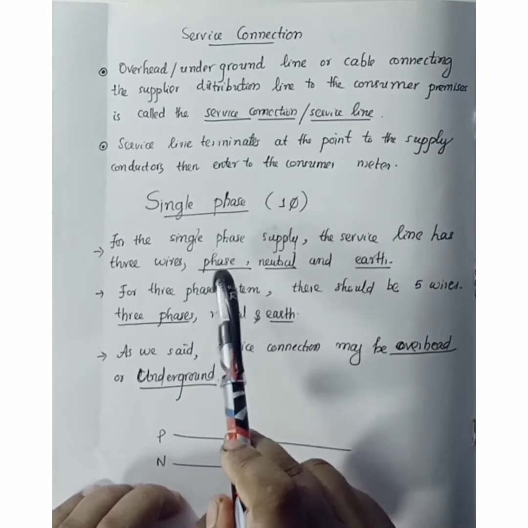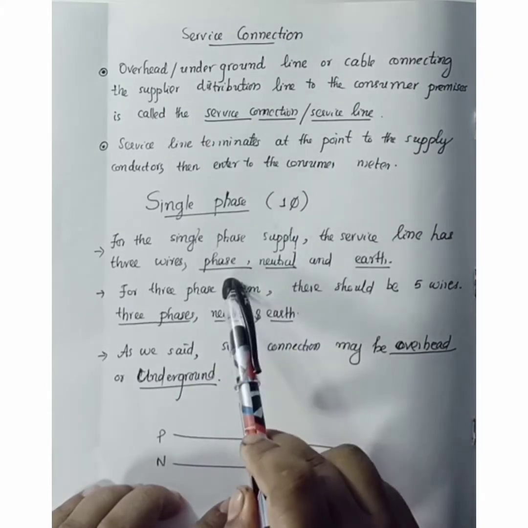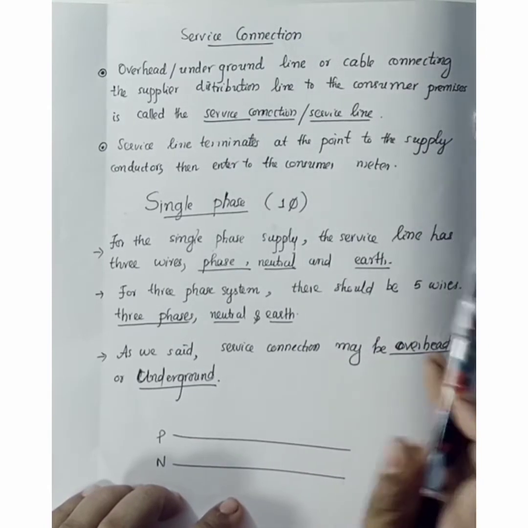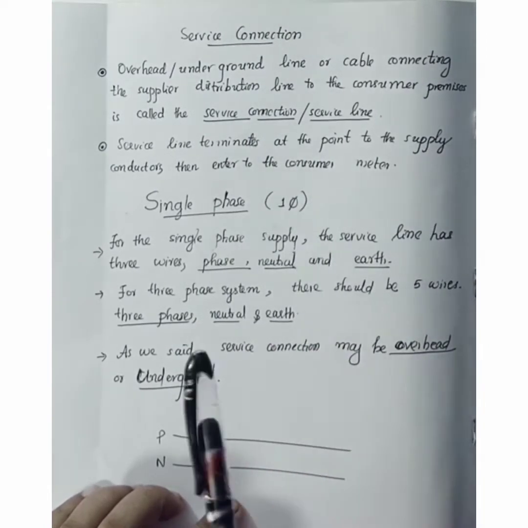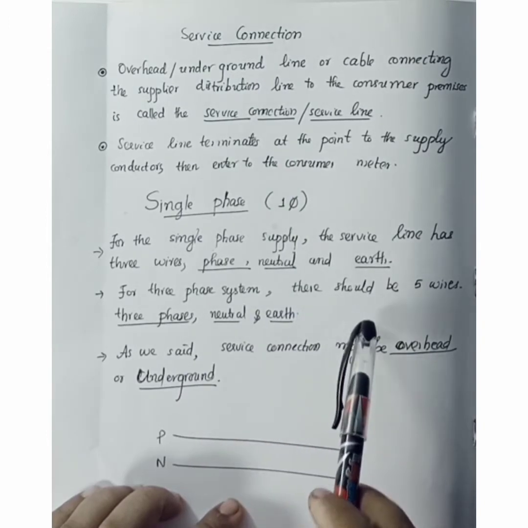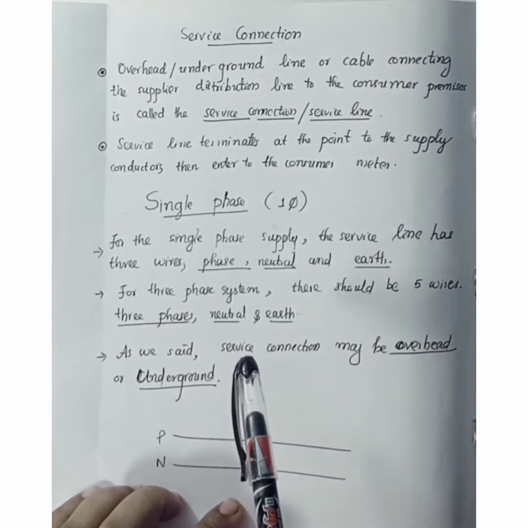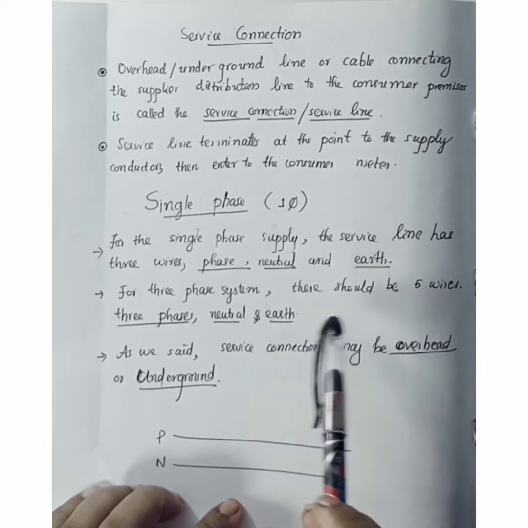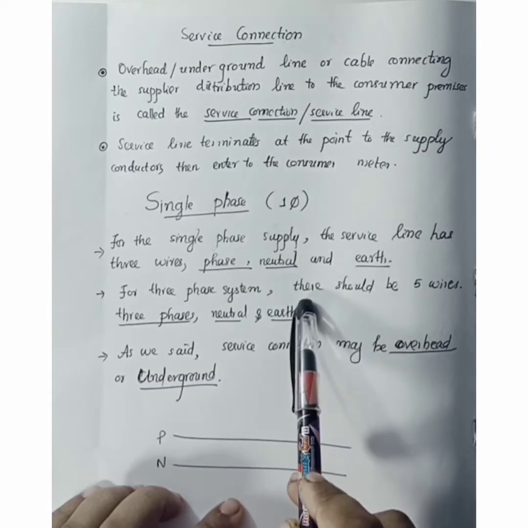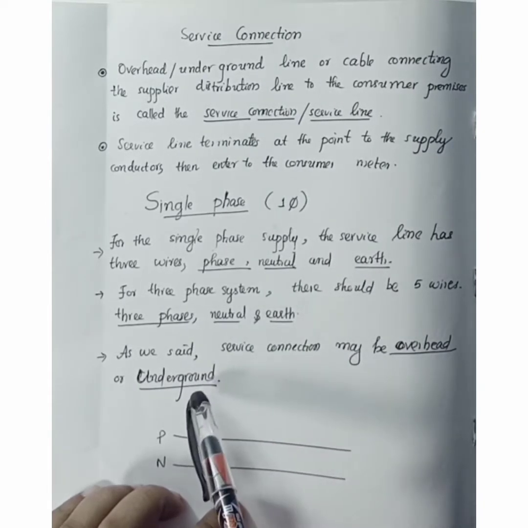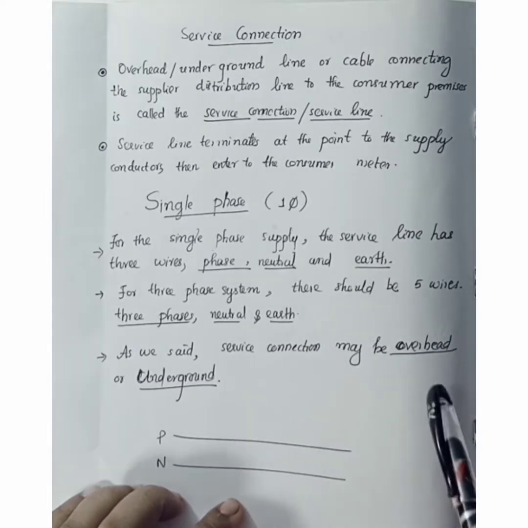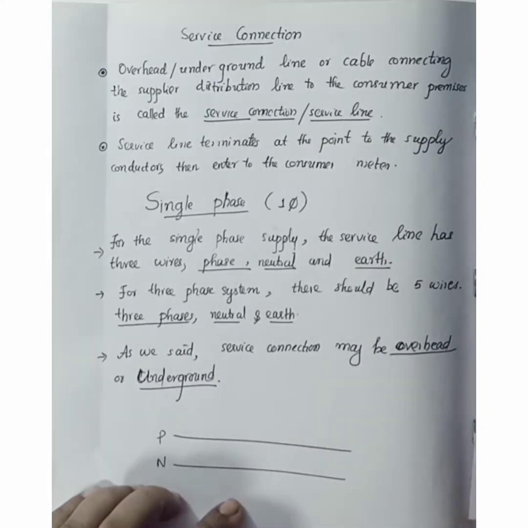So we know that a phase and neutral wire is there, that is P and N, along with the earth wire. So totally we need three wires. For the three phase system, there should be a minimum of 5 wires. Why? 3 phases and 1 neutral we have already seen, but one additional is for earthing. Okay. As we said, the connection can be overhead or underground.